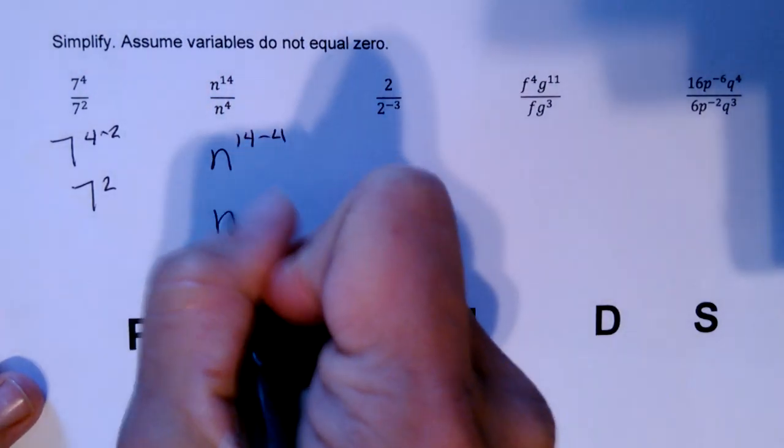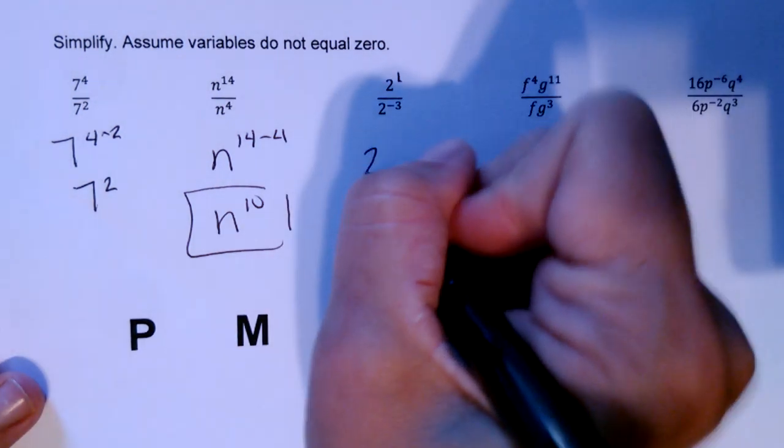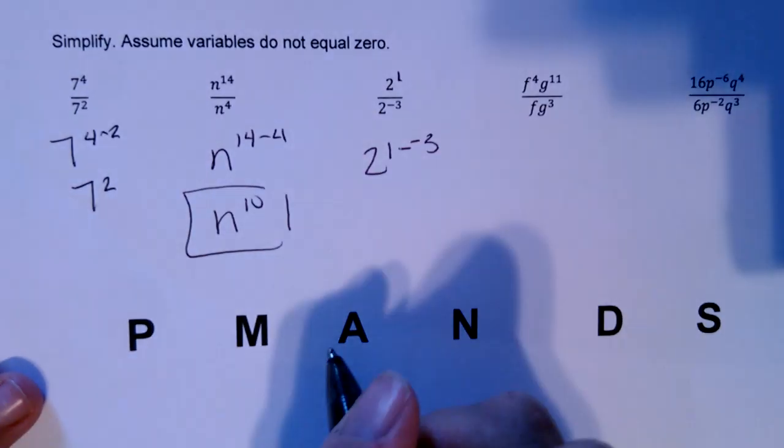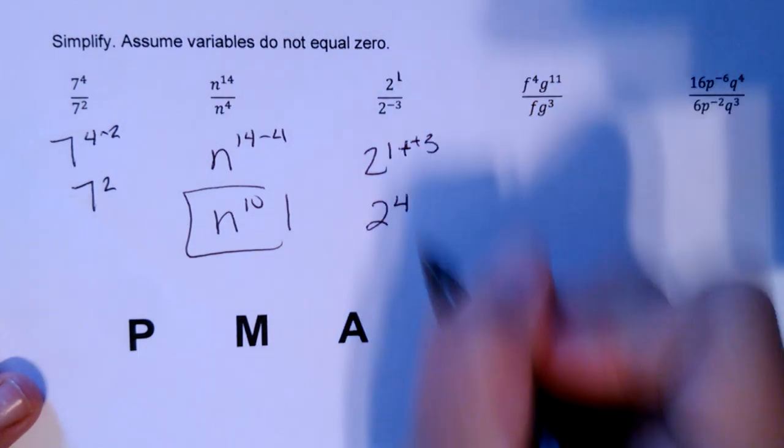Now he's got a 1 going on up here. So 2 to the first minus negative 3, well, you're essentially adding 3. So it would be 2 to the 4th power. Think of them kind of moving up there like we talked about with those negative exponents, okay?